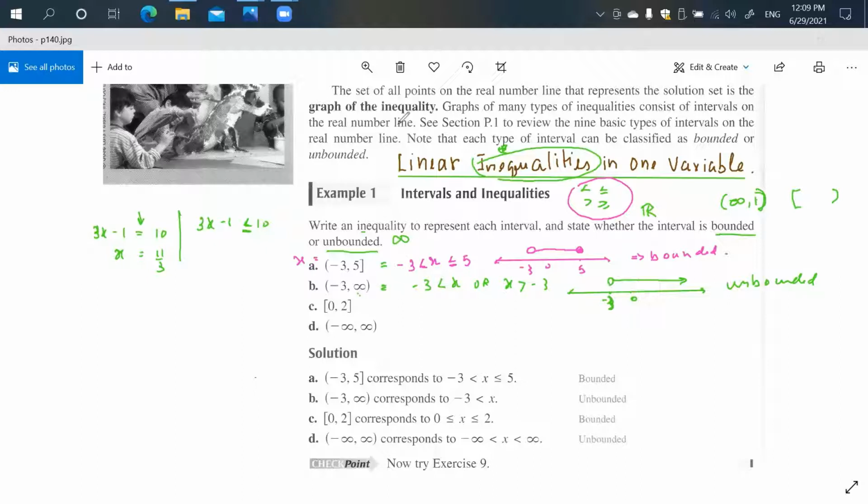Now we come to question C. You see both of them are closed, so you must have the equal sign here: x less than or equal to 2 and greater than or equal to negative 0. Okay, then now we do question C.